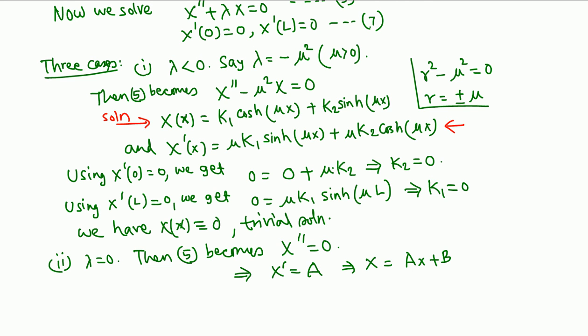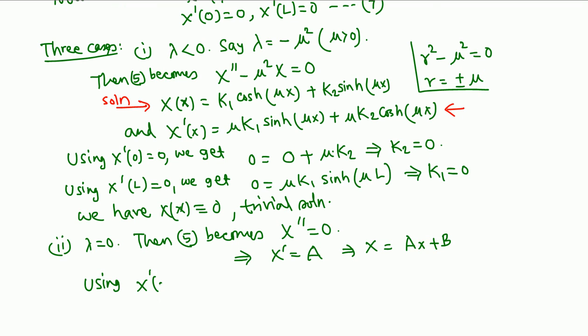And now we need to use the boundary conditions from 7, for which we need to differentiate, which is here by the way. When we use these boundary conditions, we need to use this function, and this is the solution. Let's try to find the values of a and b. So using X prime at 0 equals 0, we get X prime at 0 equals a, so a is 0. So the solution is, this part is 0, X equals just b, a constant.